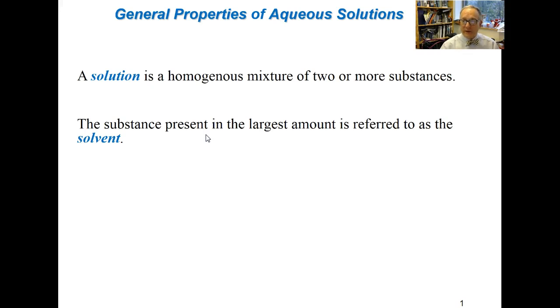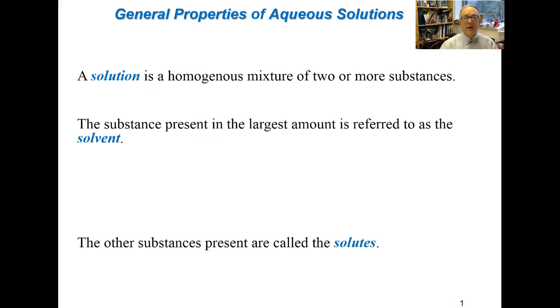The substance present in the largest amount is referred to as the solvent. And so when we're talking about aqueous solutions, the solvent is going to be water. The other substances that are present are called solutes. They're present in a lesser amount compared to the solvent. So solute plus solvent gives you the solution.